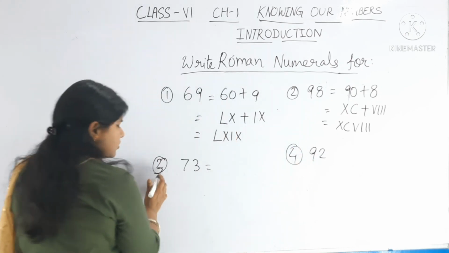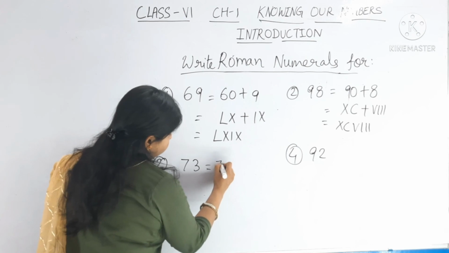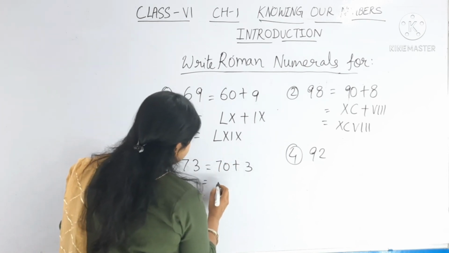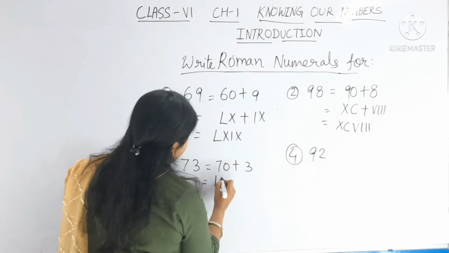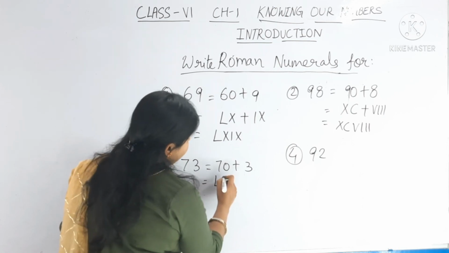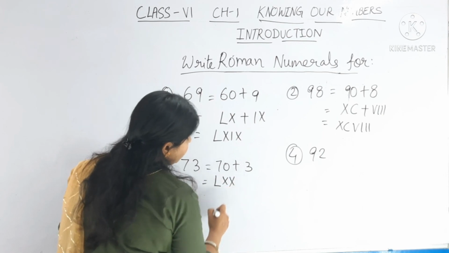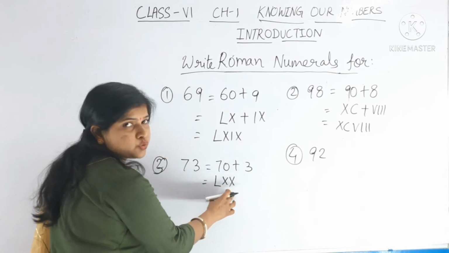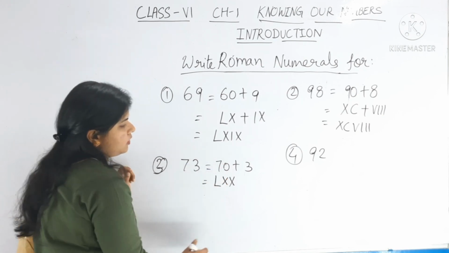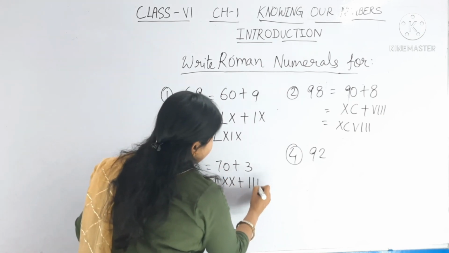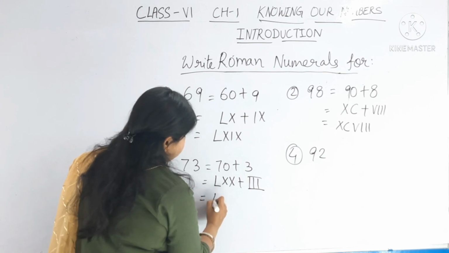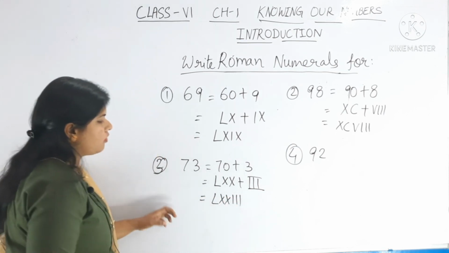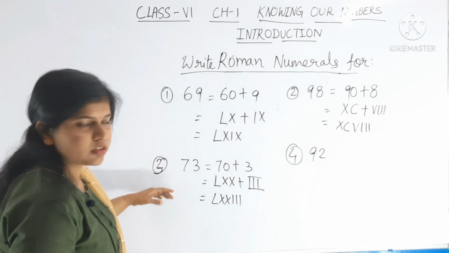That is the third part, 73. How do you write it? 70 plus 3. For 70, L is for 50 and X is for 10, and another X for 10, means 2X. 2X means 20. 20 plus 50 is 70. And you can write 3 like this. So you can write LXX and 3. This is the third part.